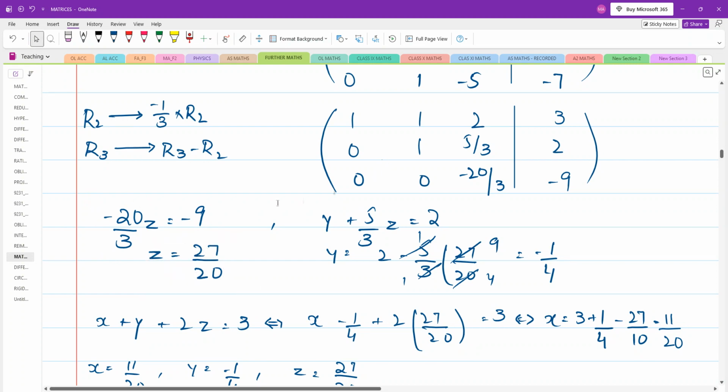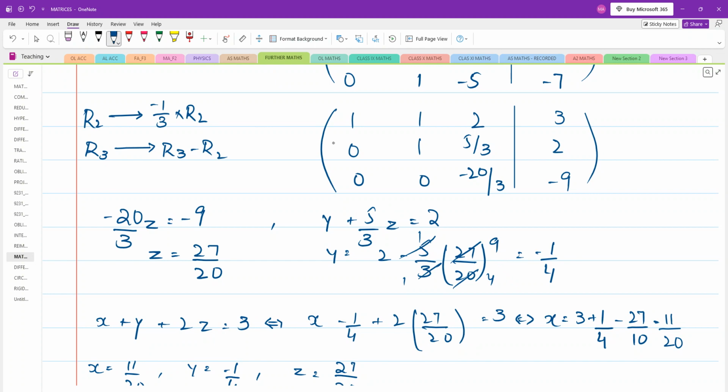If we're going from bottom to top, using this we were able to find z, and now we're going to use this. What does this say? This says y plus 5 over 3 z is equal to 2. And we're going to input the value of z in this.